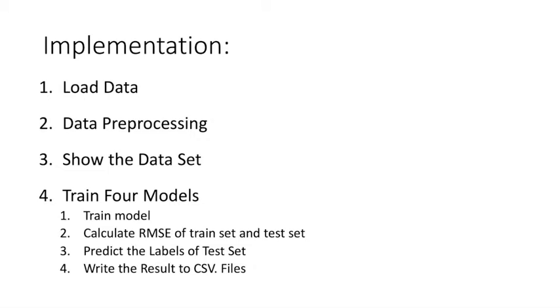We complete the project in the following 4 steps. First, we load the data from the CSV files, then pre-process this data, and we use some functions to show this data and count the number of data sets. After reading and pre-processing the data, we train 4 different models and use these trained models to predict the labels of the test data, and finally we write the results to 4 CSV files.